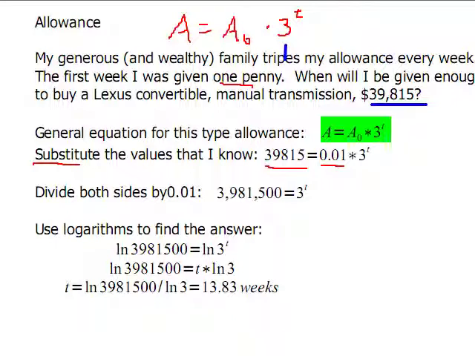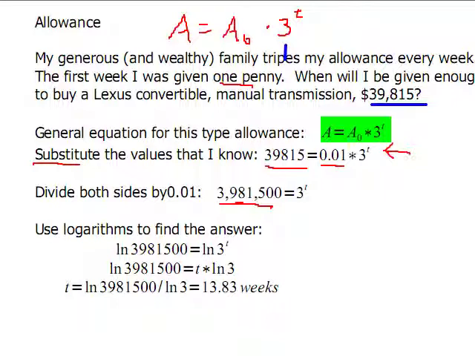This is an inverse problem because I'm solving for the variable that is in an exponent. I use logarithms to bring that exponent down. The first thing I'm going to do is divide both sides by 0.01 and get about 3 million on this side, or almost 4 million on this side, equals 3 to the t. This is more convenient, although you don't have to do this. You instead could use the multiplication rule for logarithms.